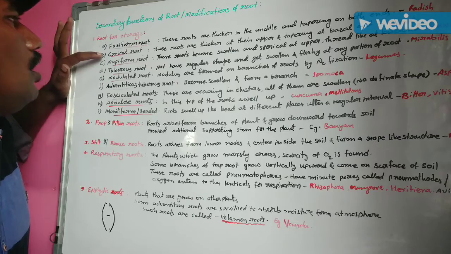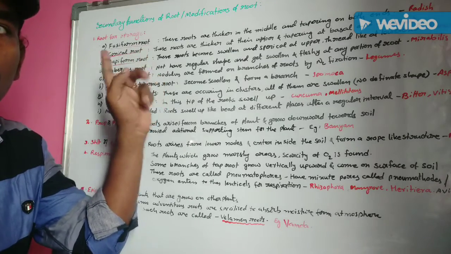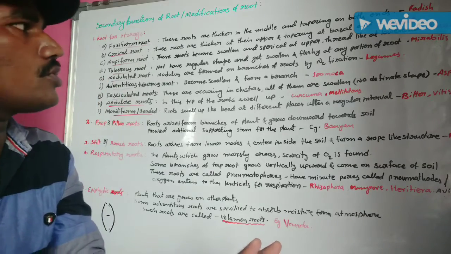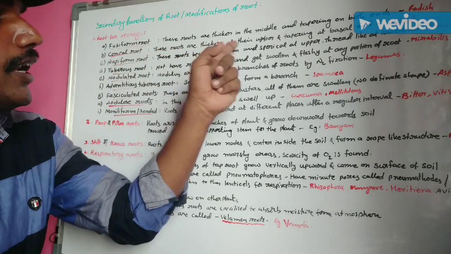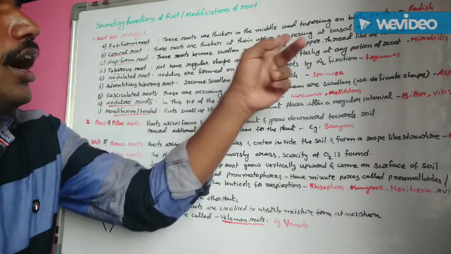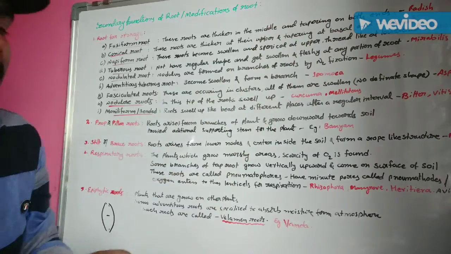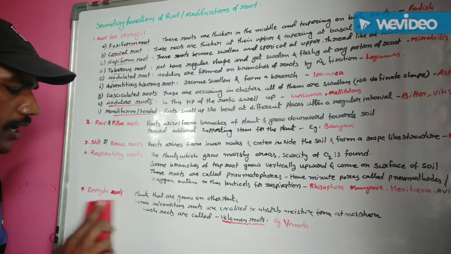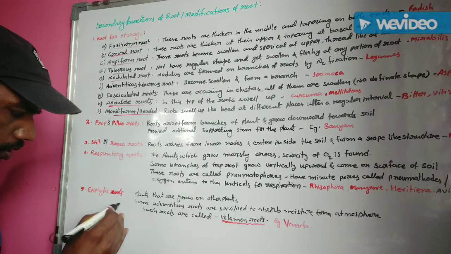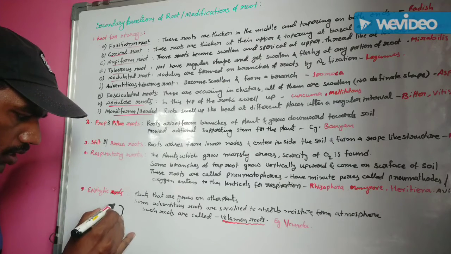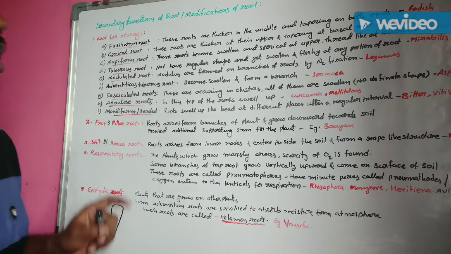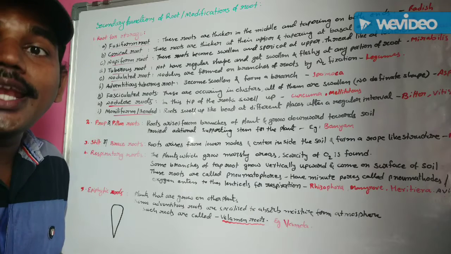Next, conical root. This means these roots are cone-shaped. These roots are thicker at their upper end and tapering at the basal end. This type of root is cone in its shape. Cone-shaped. Okay. The best example is carrot.